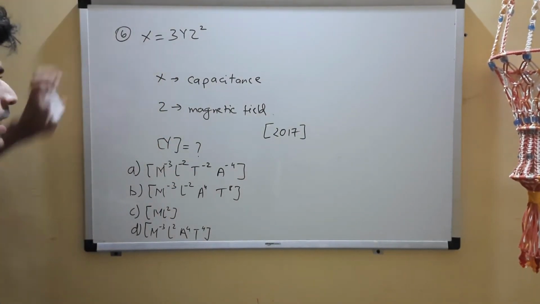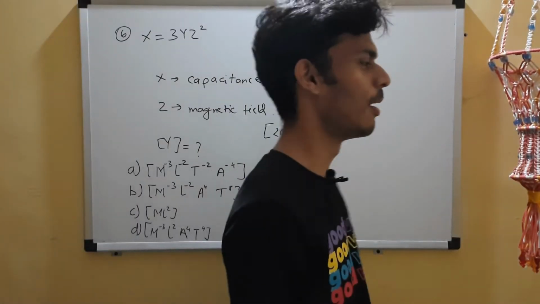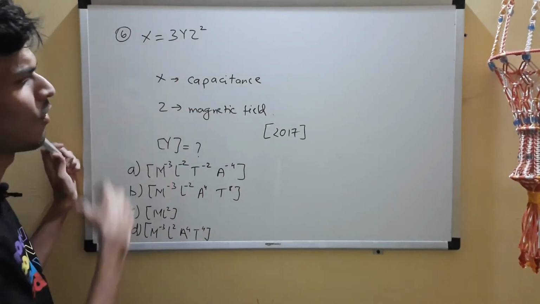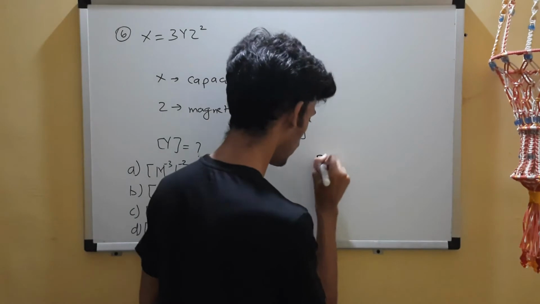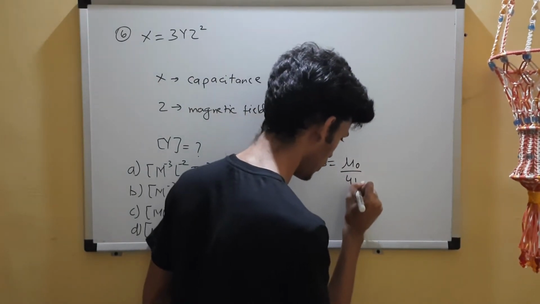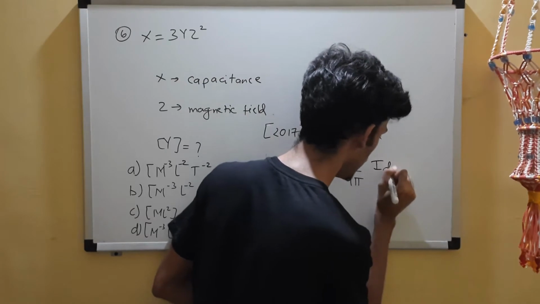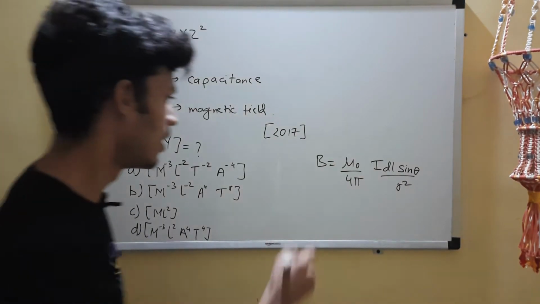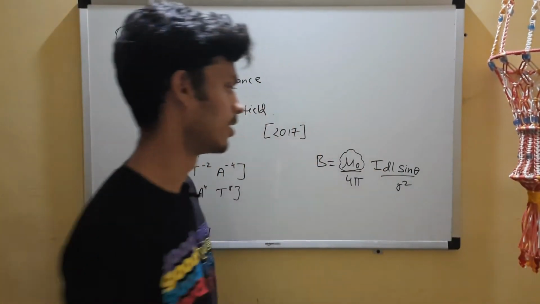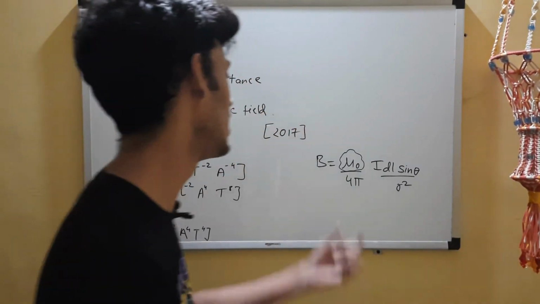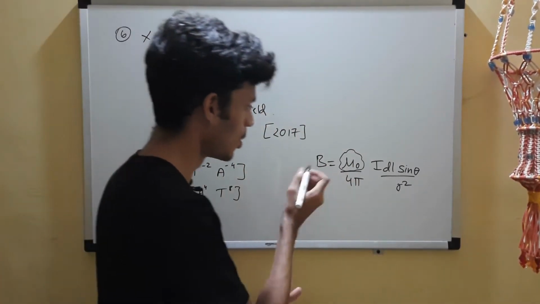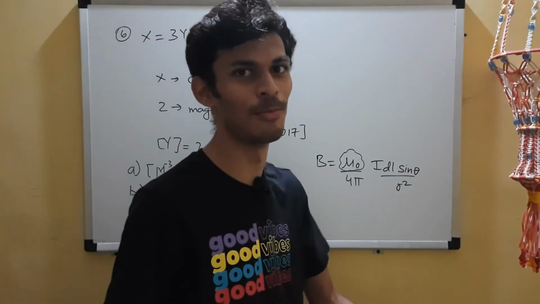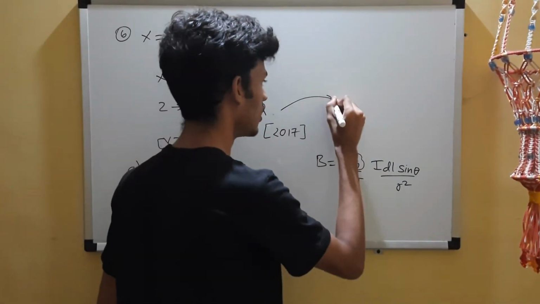So basically this question has a catch point, right? Because finding the dimensional formula of magnetic field and of capacitance is tough, right? Suppose for magnetic field you use this formula, mu0 upon 4 pi I dl sine theta upon r square. You'll get lost, because this mu naught itself has some dimensions. It is a dimensional constant, which has some unknown dimensions. So you cannot find the dimensions of B using this formula. Now the best way to find the dimensions of B, the magnetic field, is using the Lorentz formula.